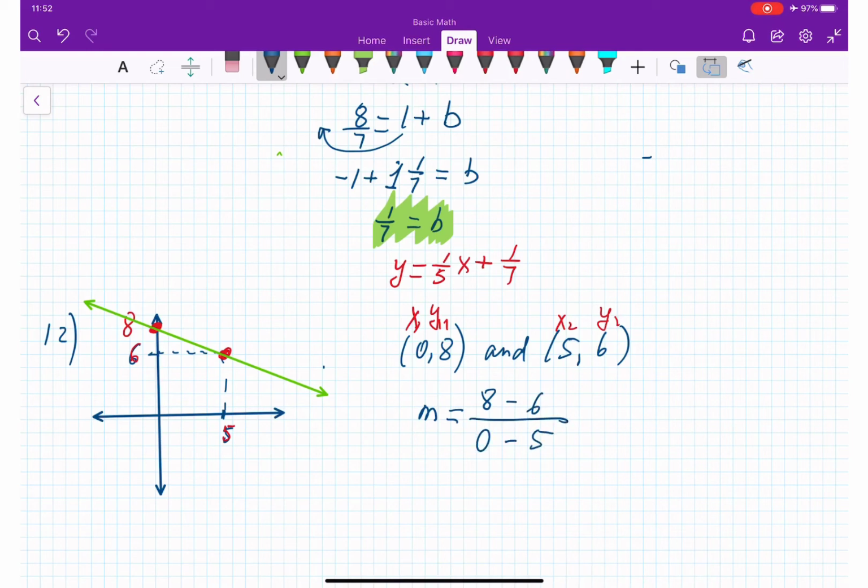Only one thing you have to keep in mind. If you start with y1, then you have to start with x1 also. You cannot start with y1 and in denominator start with x2. That would be absolutely wrong. You have to keep the pair together. If you do y1 minus y2, then you have to have x1 minus x2, okay? So we are getting 2 over negative 5.